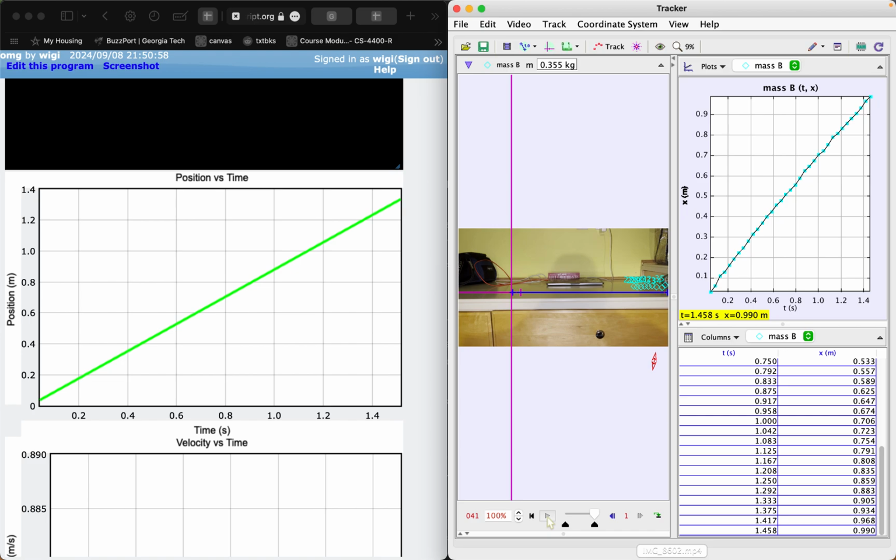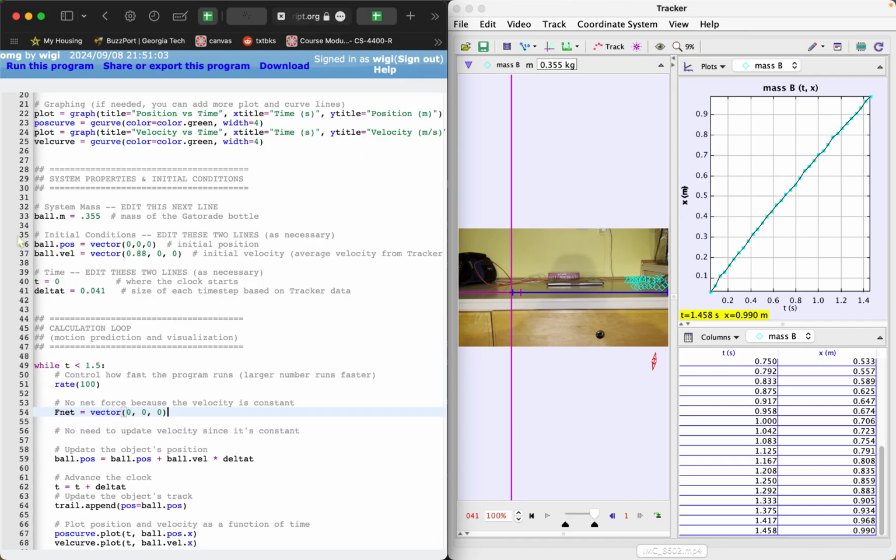In the computational model, I applied Newton's first law by setting the net force to zero. The mass of the bottle was 0.355 kilograms, and the velocity was set to 0.88 meters per second based on my experimental data. Since the model assumes no unbalanced forces acting on the bottle, it moved with constant velocity. And you can see that in the code. So when I change this around, I changed the mass, and this has the initial velocity of 0.88 meters per second. Delta T is the same from Tracker, and then the net force was zero.